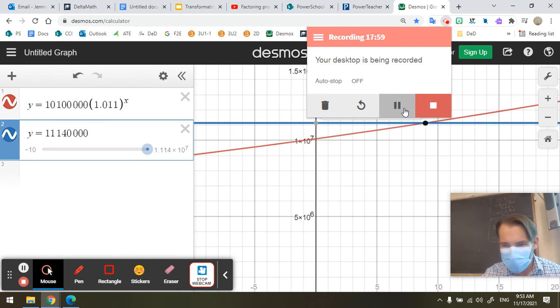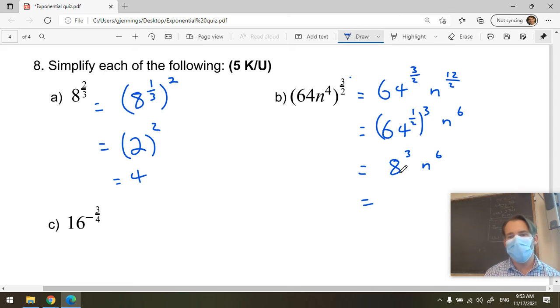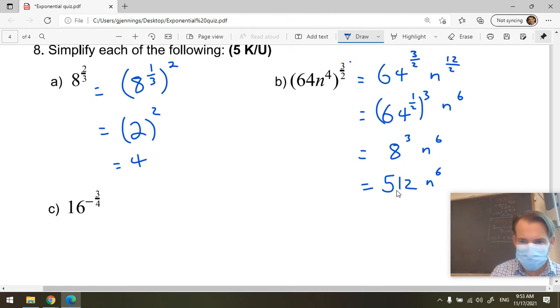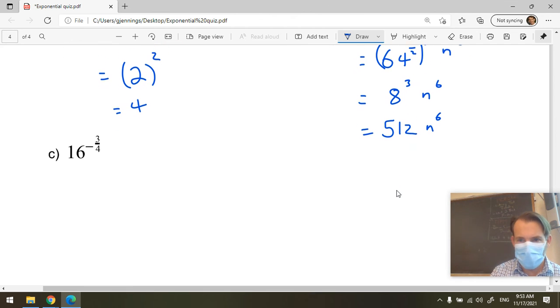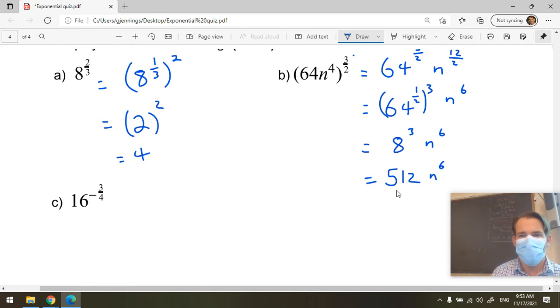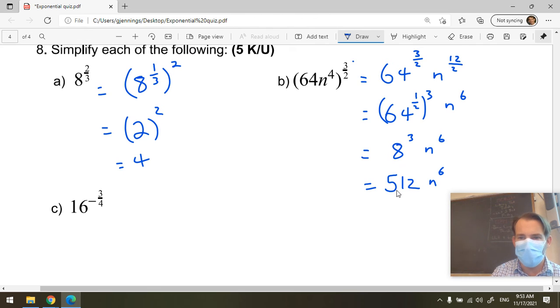All right, so let's keep going. And then 8 to the 3 is 64 times 8, which is, Siraj, what is it? 512? Yeah, 512. Sounds very correct. 512 n to the 6. I need to develop my powers better. I should know that, because that's just a power of 2. All right, so drink that in for a little bit.